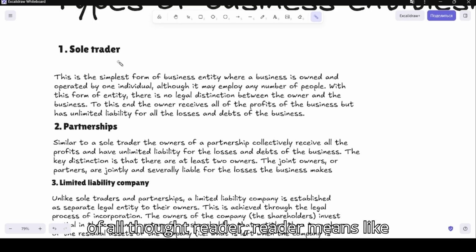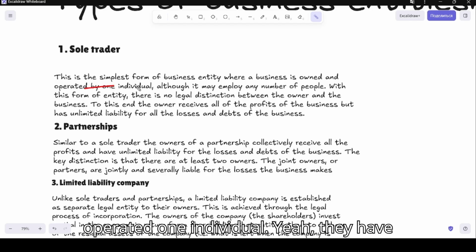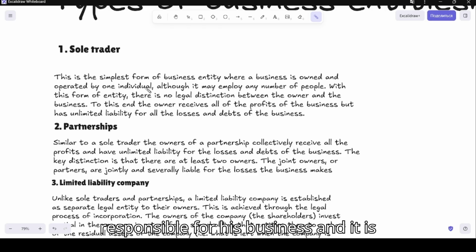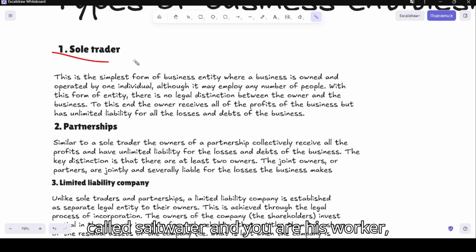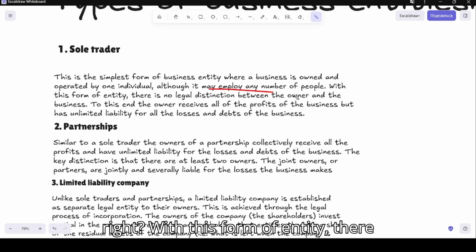First of all, sole trader. Sole trader means if you have opened your business and you are the owner, you are a sole trader. This is the simplest form of business entity, where the business is owned and operated by one individual, although it may employ any number of people. For example, let's imagine your uncle opened his business and you were employed, and he is the only one responsible for his business. It is called sole trader, and you are his worker.